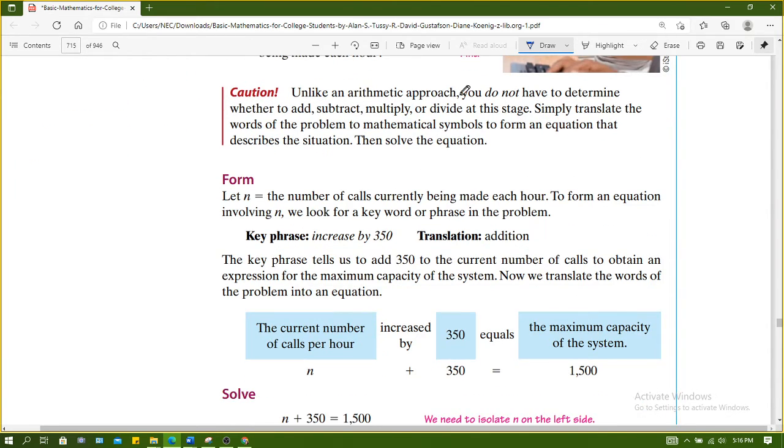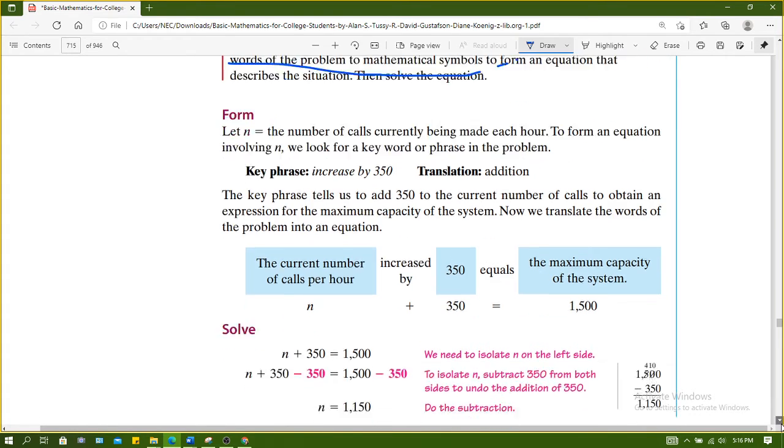Unlike an arithmetic approach, you do not have to determine whether to add, subtract, multiply, or divide at this stage. Simply translate the words of the problem to mathematical symbols to form an equation that describes the situation, then solve the equation. So, this is not an arithmetic approach where you identify right away whether to increase, add, subtract, multiply, or divide. Just simply translate the words of the problem into mathematical symbols so that you can form an equation. So, the second step is form.